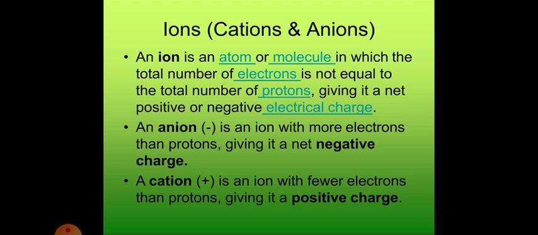Ions, that are cations and anions. An ion is an atom or molecule in which the total number of electrons is not equal to the total number of protons, giving it a net positive or negative electric charge. An anion, minus, represents the negative, is an ion with more electrons than protons, giving it a net negative charge. A cation, plus, represents the positive, is an ion with fewer electrons than protons, giving it a positive charge.